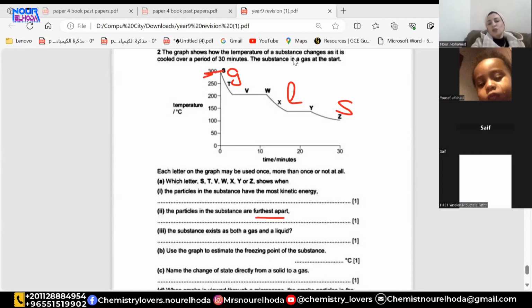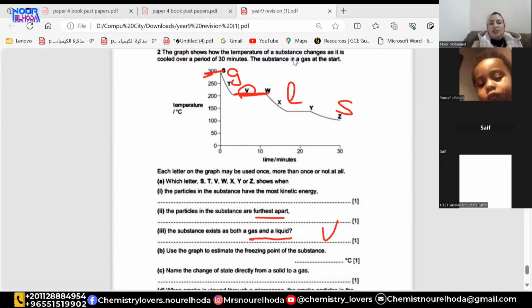Now which one is going to be farthest apart? Farthest apart means the particles are away from each other, so it's the same letter. Okay, where is the substance that is a gas and a liquid? It's a gas and a liquid, so you will choose this one, V. Why? Because it is between the gas and the liquid.